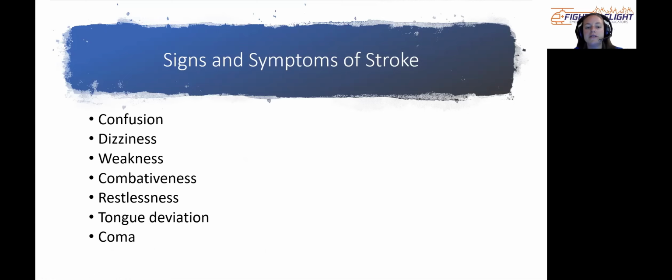Confusion, dizzy, weak, combative, restless. Again, all these things controlled by the brain. Tongue deviation, that means if you stick your tongue out, instead of going straight out, it goes to the side. So if you ask them, hey, stick your tongue straight out at me, and they do, but they think it's straight out, that's tongue deviation. That means the muscles of their face are not working appropriately. They could be in a coma because they've lost responsiveness.